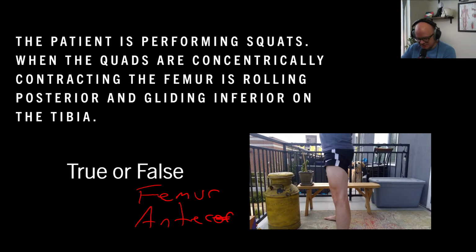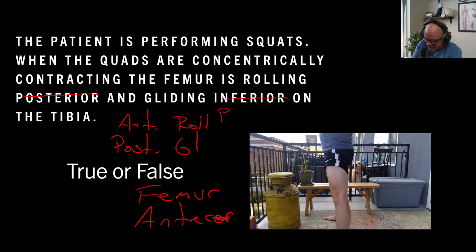So this is going to be false. The femur would roll anterior. This is false. And it would glide, not inferior, but it would actually glide posterior. So closed chain knee extension is always going to be an anterior roll and a posterior glide based off our rule of arthrokinematics.